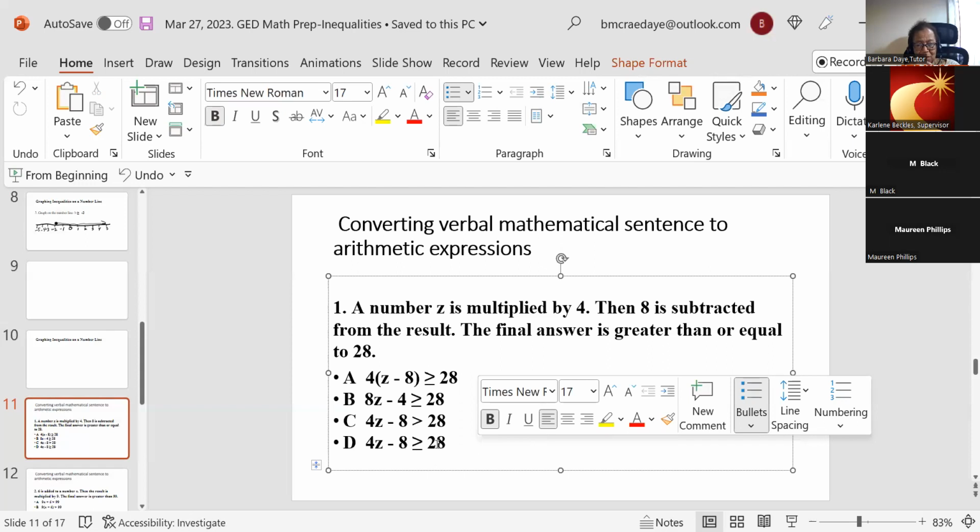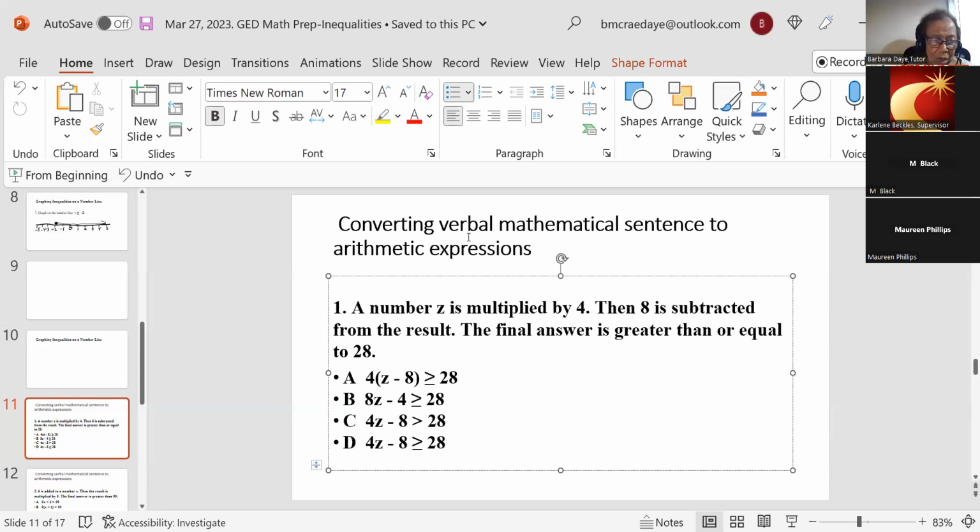No, you're not solving anything here. You're just matching. I don't understand it fully if I don't go there. I don't understand what I'm doing. That's how I always get it. Mercedes, when it says a number Z is multiplied by 4, what is that in math? A number Z is multiplied by 4. What is that? What is the Z?